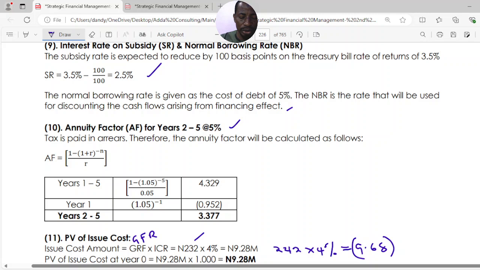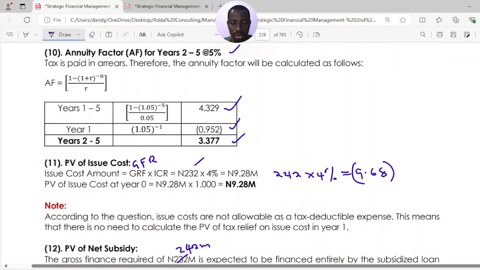Therefore, first thing first, you calculate the annuity factor of year 1 to 5 at 5%. Remember, the cost of borrowing we're assuming is 5%. So we got 4.329. Then you calculate the discount factor of year 1 at 5%. That's 0.952. The difference will give you 3.377. So that's how we got the annuity factor of year 2 to 5.